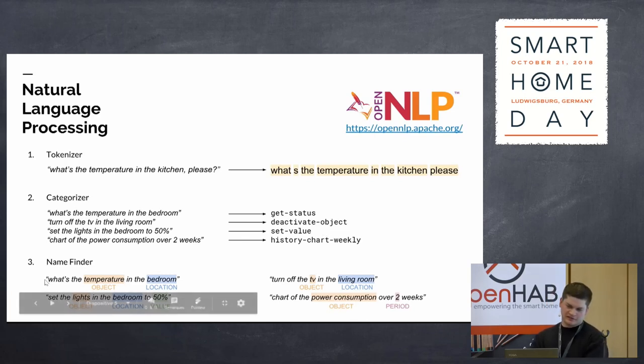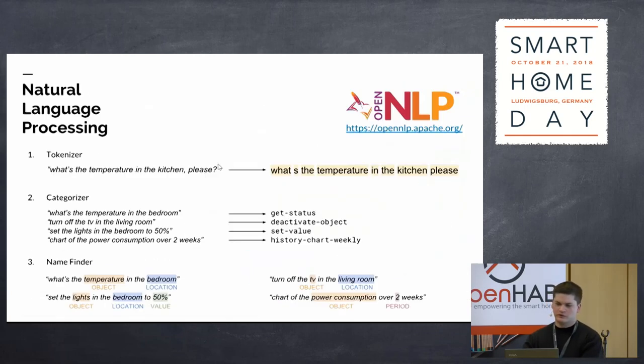And last, you have a name finder tool that you can use. It's the one that will identify the entities that you can find in your sentence. For example, temperature is an object, bedroom is a location, 50% is a value, and based on the words themselves and their position in the sentence, the machine learning will figure out and extract those entities with their type.